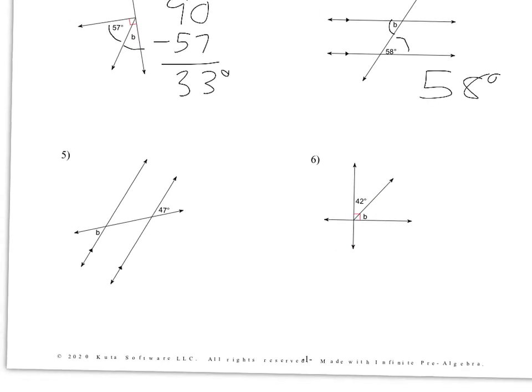Going down here, lastly, to numbers 5 and 6. Number 5 works a lot like number 2. It's alternate exterior, so these two are congruent. And number 6 works like number 3, so I'll just subtract from 90 to get that the angle is 48 degrees.